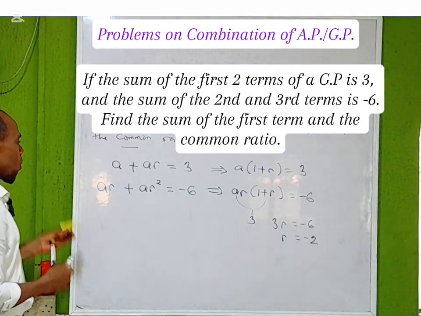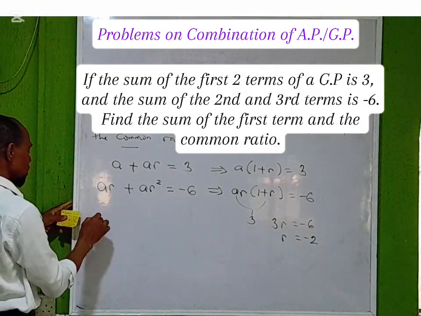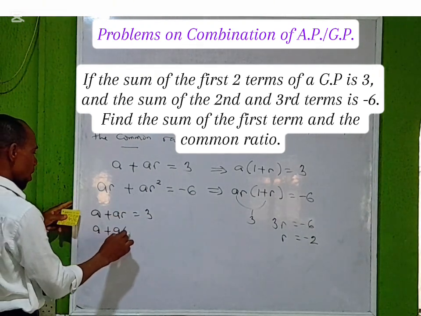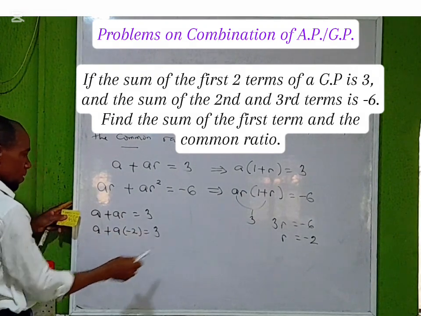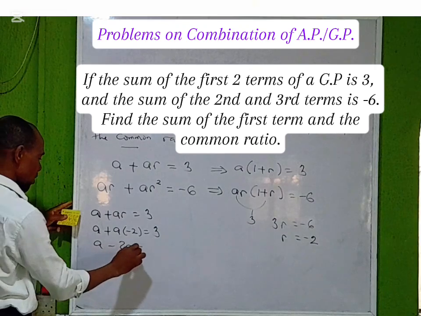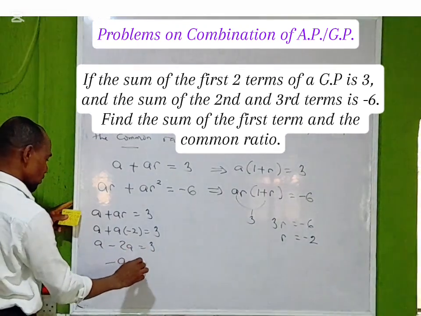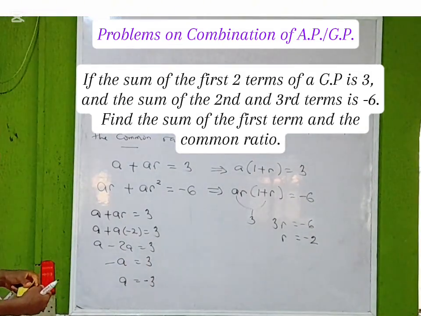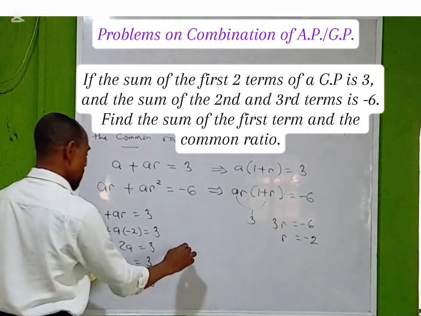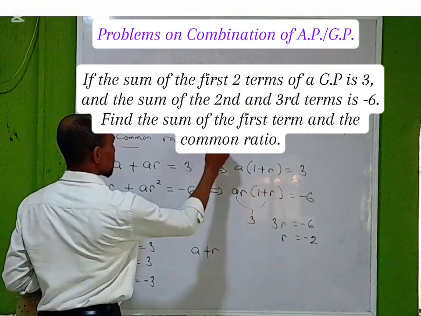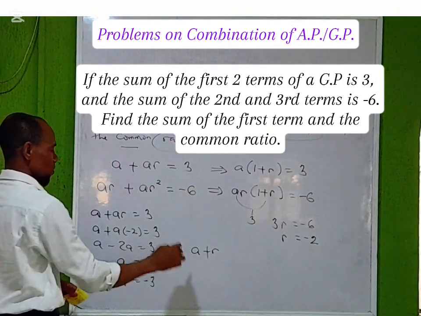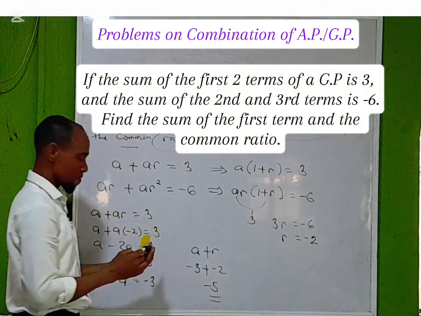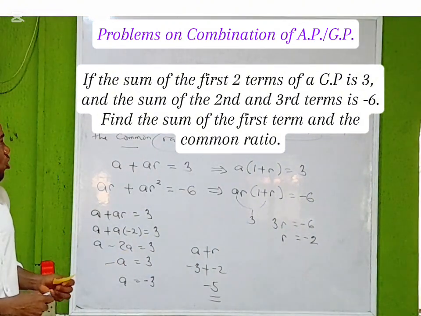Is that straightforward? Once we get our R as -2, we can come back to the first statement and say A plus AR is 3, and A plus A times -2 is 3. Replacing the R, we have A minus 2A is 3. A minus 2A is -A, which is 3. Therefore, A is equal to -3. So A is -3 and R is -2. You can go ahead and do the needful by saying A plus R, which is required, the sum of the first term and the common ratio. First term, common ratio: -3 plus -2. The answer is -5. And that's the end of the solution to this question.